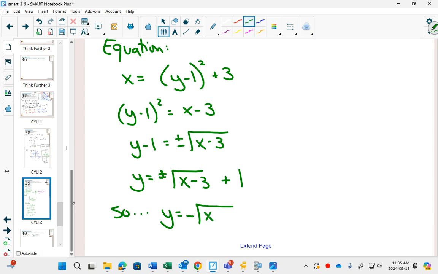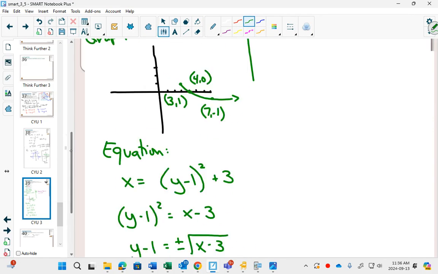This one has the minus. So we have to decide whether it's plus or minus in front. If we have a minus in front, that would be a vertical reflection.